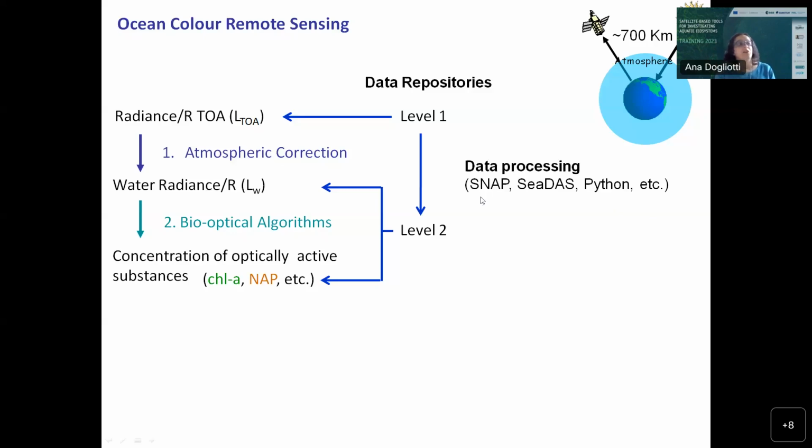And usually each space agency defines the standard product for each of these level 2 data. I know Lorraine has also been talking about the levels of processing, and she mentioned level 1A, level 1B, level 2. But basically level 1 means there's no processing, just the top of atmosphere data. And level 2 is already processed with atmospheric correction and the right product.